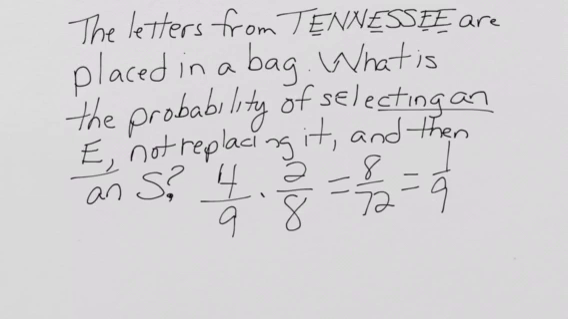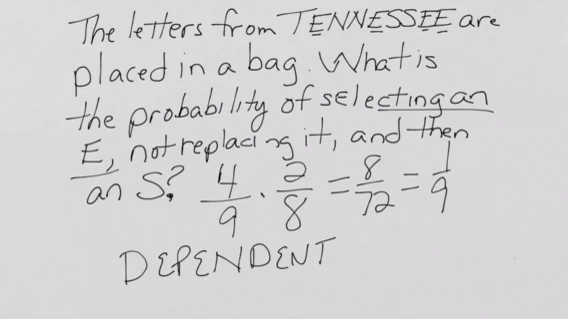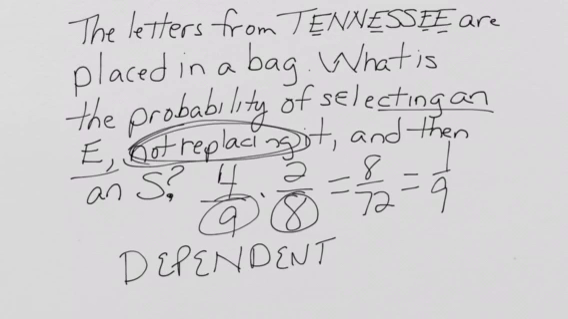Now, is this independent or dependent? In this case, it is dependent. And the reason we say it's dependent is because what happened in the first one affected what happened in the second one. There were 9 tiles in the bag, but if you don't replace one, now there's 8. So if you see these keywords, not replacing or something similar to that, that lets you know it's going to be a dependent event. And this is important to do because you'll be expected to recognize this.